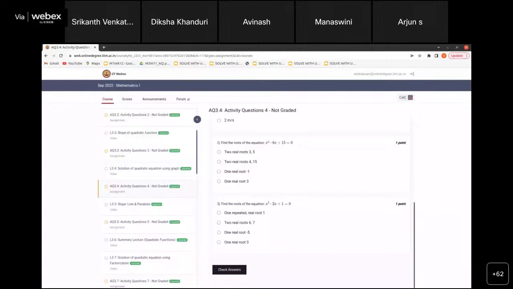So what will be the answer for x square minus 8x plus 15 equals 0? 3 and 5. You can use the factorization method, or you can directly use the quadratic formula. Or in this particular lecture, what we expect, if you don't know, is that you try to draw the graph of the quadratic equation and look where the roots are. And the last one is x minus 1 whole square equals 0. So it will be one repeated real root, and the root is 1.